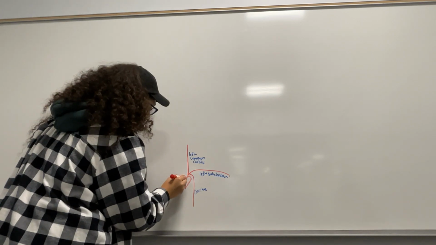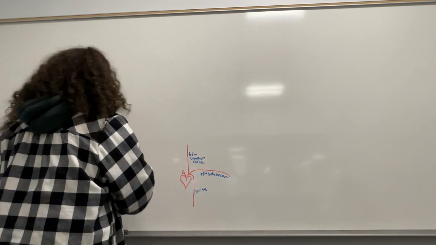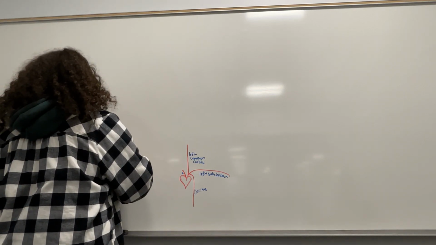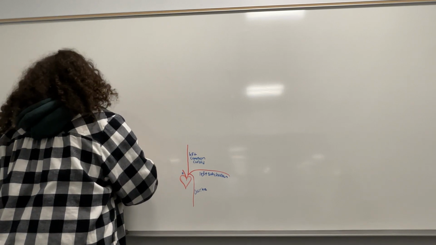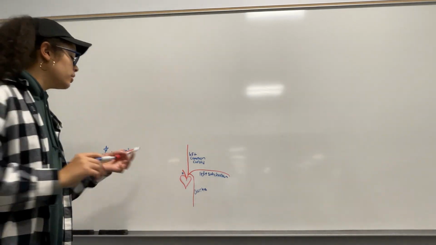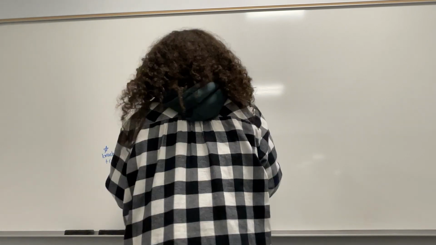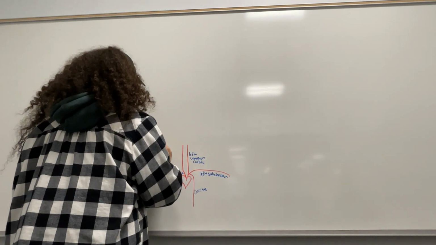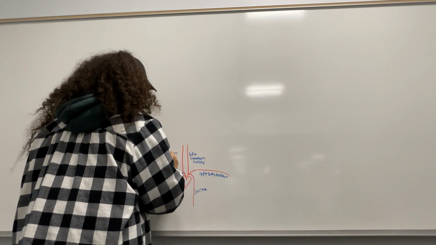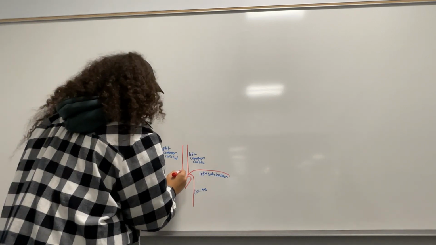On this side, we have the brachiocephalic trunk. I'll indicate that here. And there's the brachiocephalic trunk right here. Off the brachiocephalic trunk, we have the right common carotid. And the right subclavian.